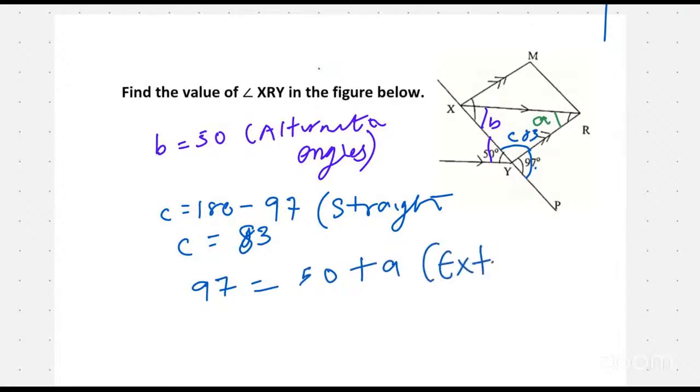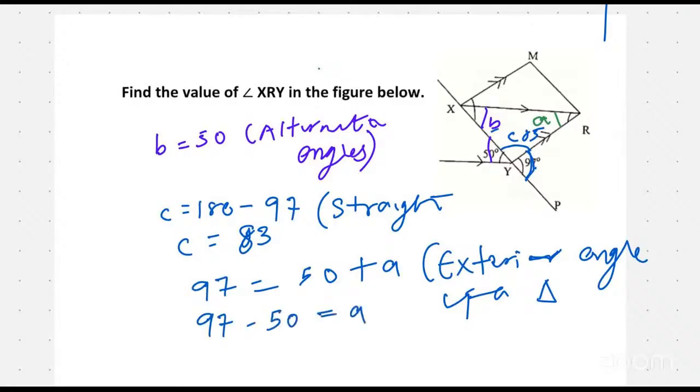I've also talked about this in my previous videos, so check the videos on the exterior angle of a triangle. Now, this is an exterior angle, 97. It's an exterior angle to triangle XYR. So the interior opposite angles are B and A. So I have 97 minus 50 equals A, and A is 47 degrees.